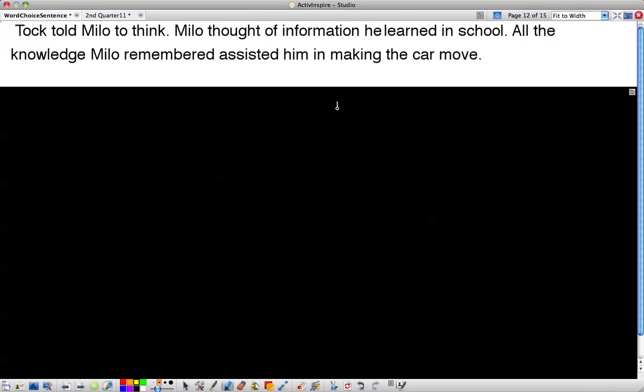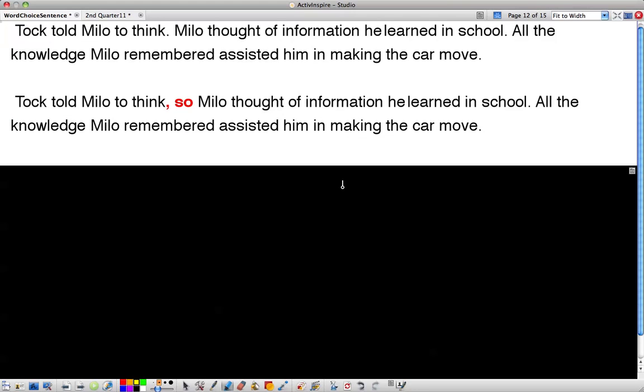So let's do some sentence combining with those simple sentences at the beginning. Talk told Milo to think. Milo thought of the information he learned in school. All the knowledge Milo remembered assisted him in making the car move. What I've done here is I took those first 2 sentences and I made it into a compound sentence. You'll remember from 5th grade that a compound sentence is 2 sentences that are joined with a comma and a conjunction, or a connecting word. Talk told Milo to think, comma, so Milo thought of the information he learned in school. So that sounds so much better than when it was written the first way, with 3 simple choppy sentences.